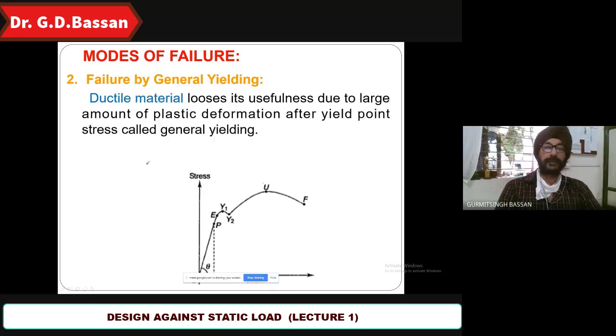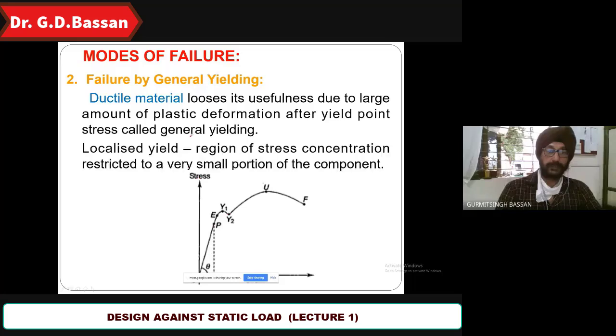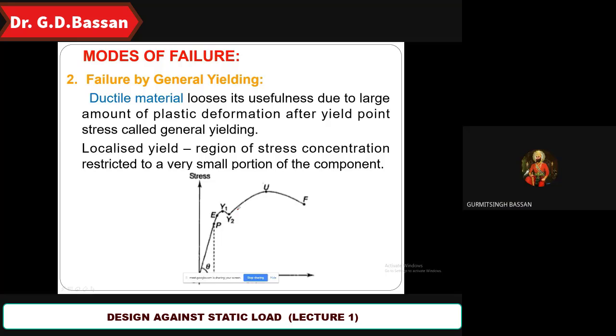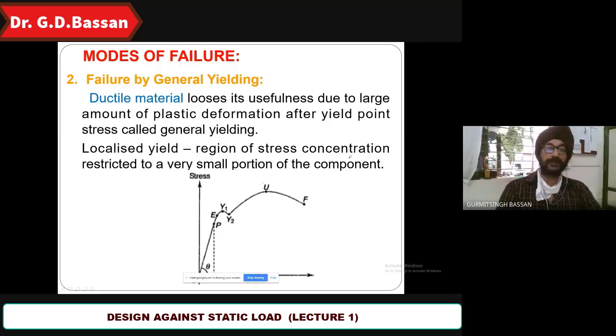So here, ductile material loses its usefulness due to the large amount of plastic deformation after yield point stress. After yield point stress, the plastic deformation takes place, and that is to be called general yielding. And localized yield is the region of stress concentration restricted to a very small portion of the component. So this is the localized yielding, and after yielding, the plastic deformation takes place.